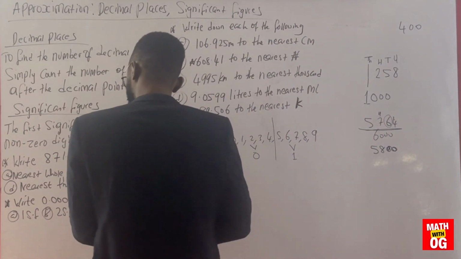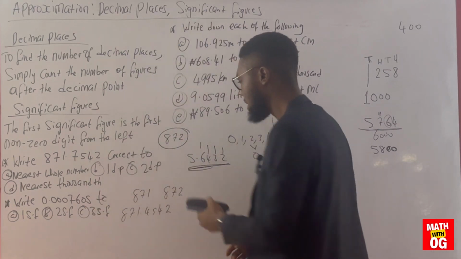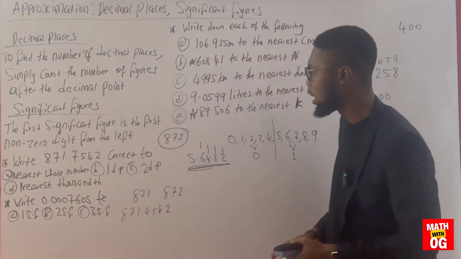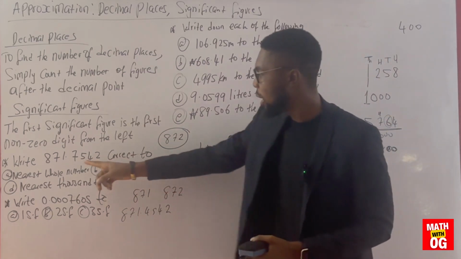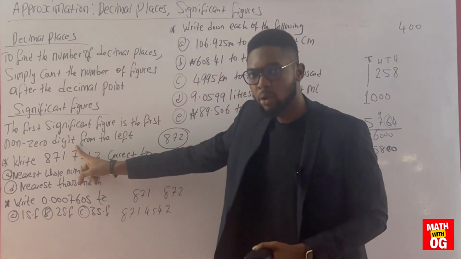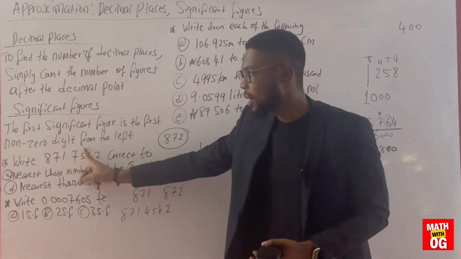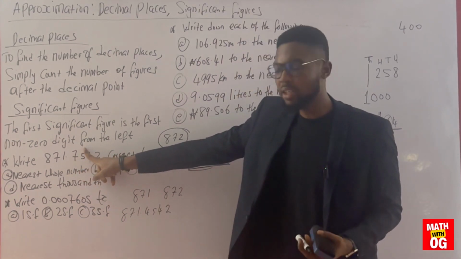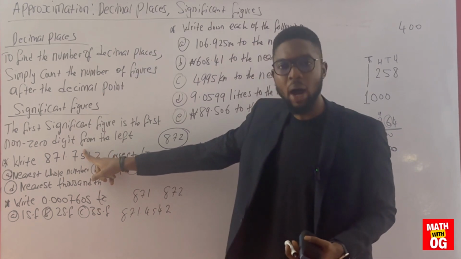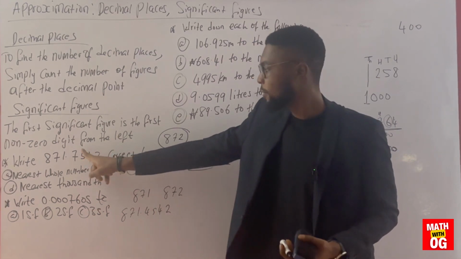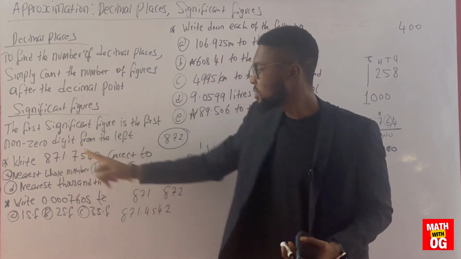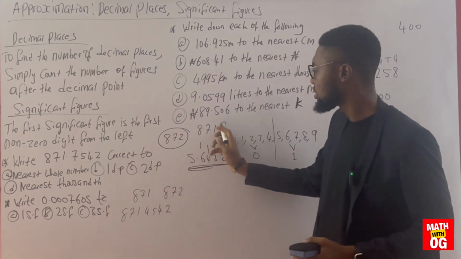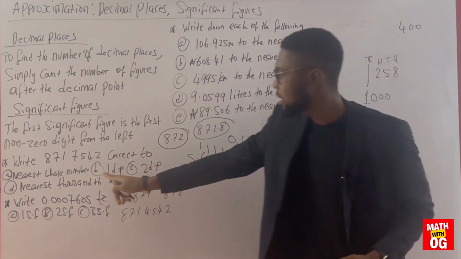All right, now the next one, 1 decimal place. Let's approximate this to 1 decimal place. So the 1 decimal place here is 7. So what do we do? We look at the next number after the 1 decimal place, and the next number is 5. So you ask yourself, will 5 go to 1 or go to 0? 5 will go to 1. So 1 plus 7 becomes 8. So my answer here should be 871.8. So that's the answer to the B part.